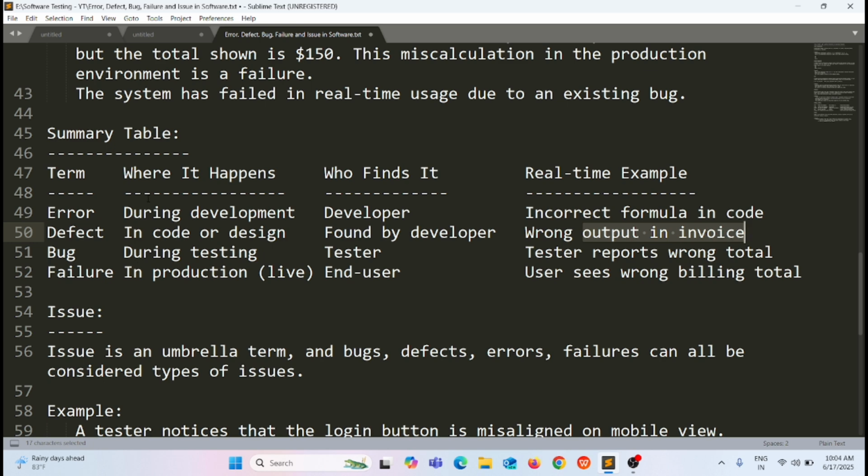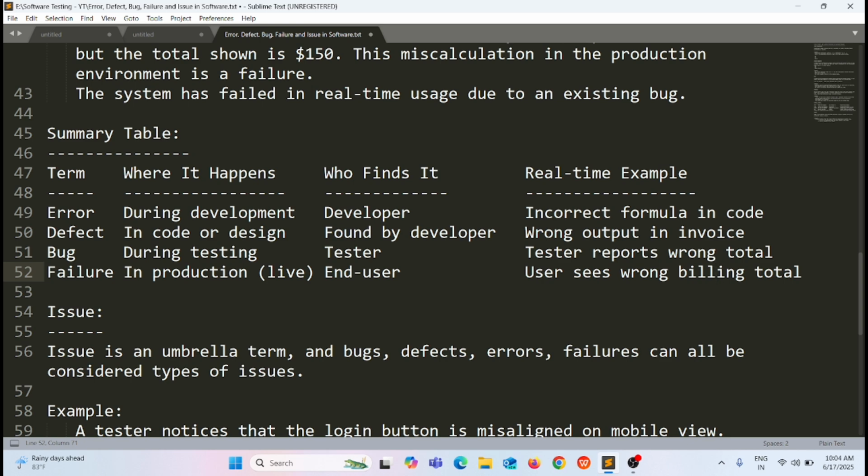Clear? Now failure, where does it happen? In the production or live environment. Who finds it? The end user or customer. Real-time example: the user sees a wrong billing total. For remembering purposes, a wrong total in an invoice found by the developer is called a defect. A wrong total in an invoice found by the tester is called a bug. A wrong total in the invoice found by the end user or customer is called a failure.